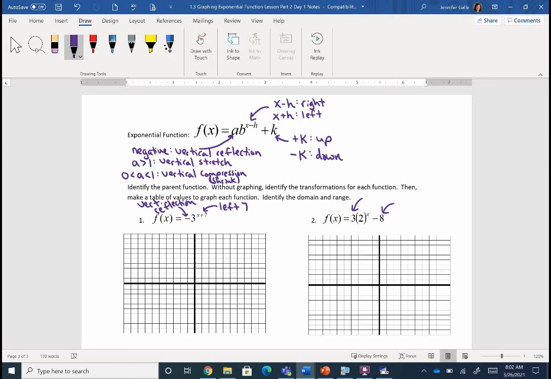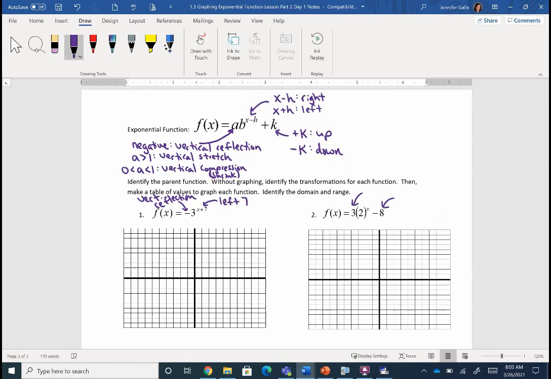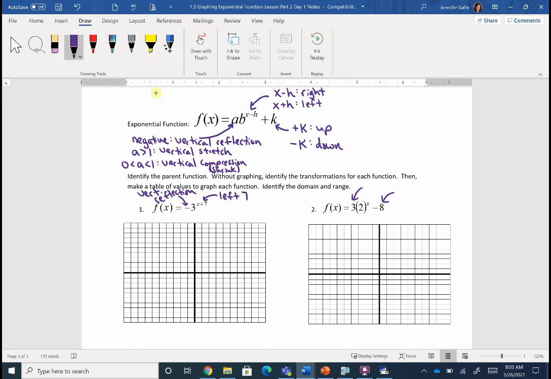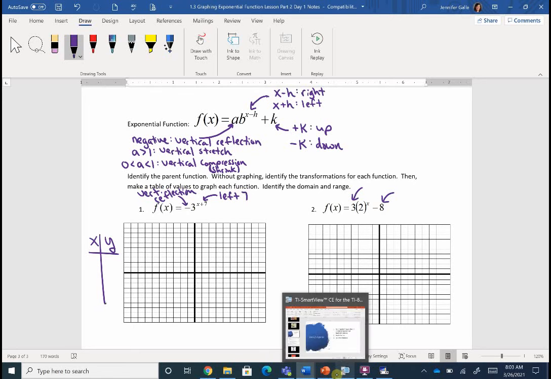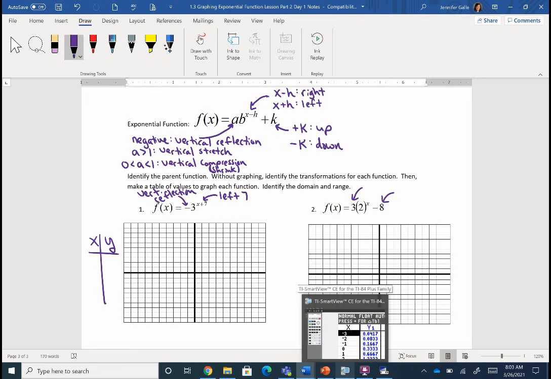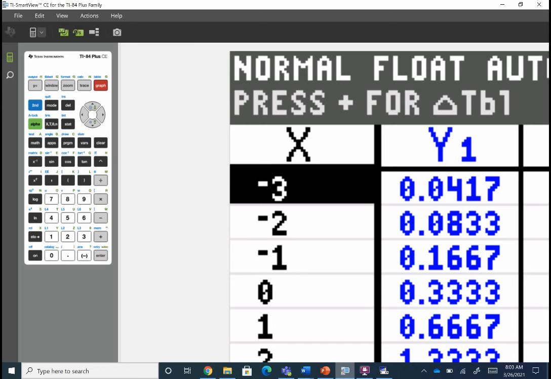Now today, because I know everybody doesn't have a graphing calculator to take home, we're going to use the technology to get us a couple values, a couple ordered pairs, so we can sketch that graph, and then we'll talk domain and range. So let's look at the first one. We have -3, and then x plus 7 in the exponent.